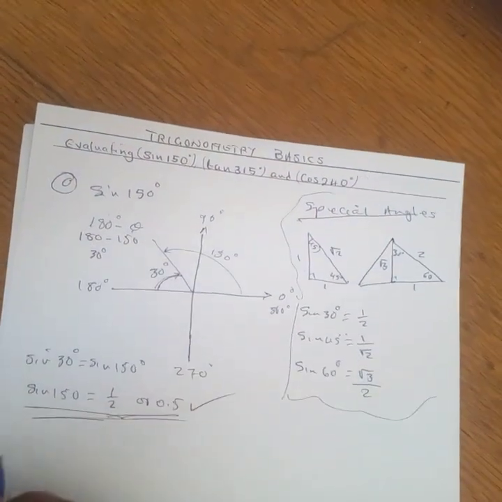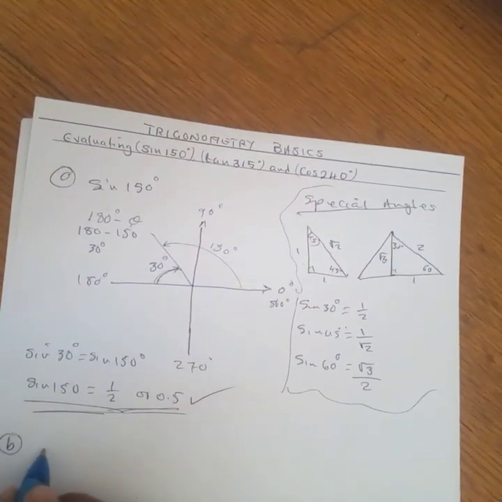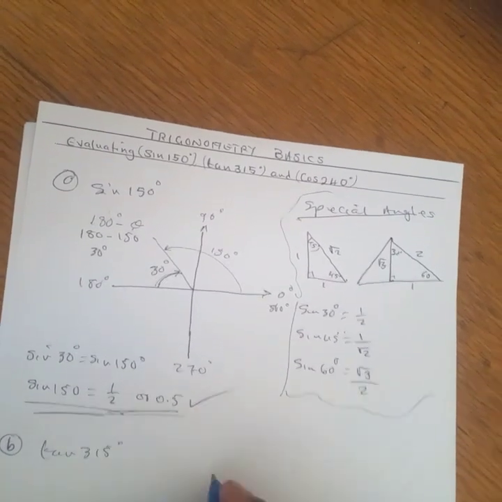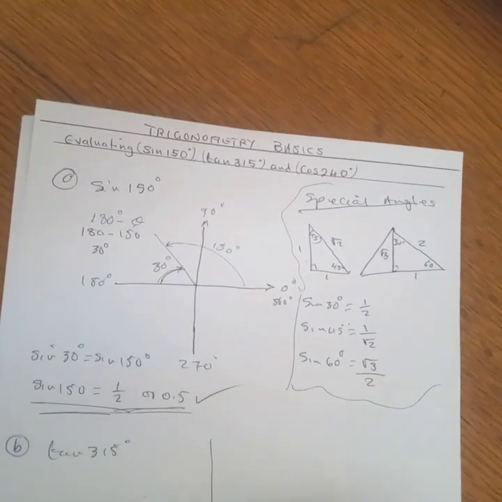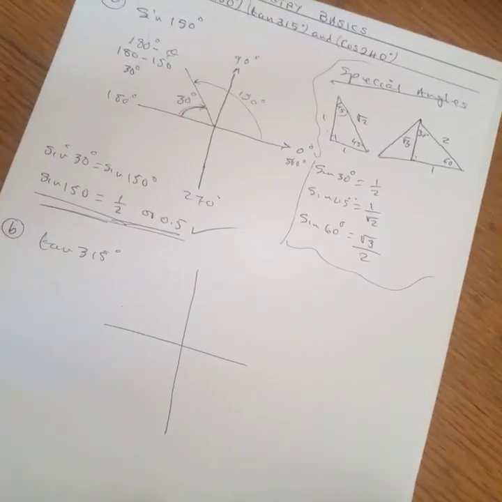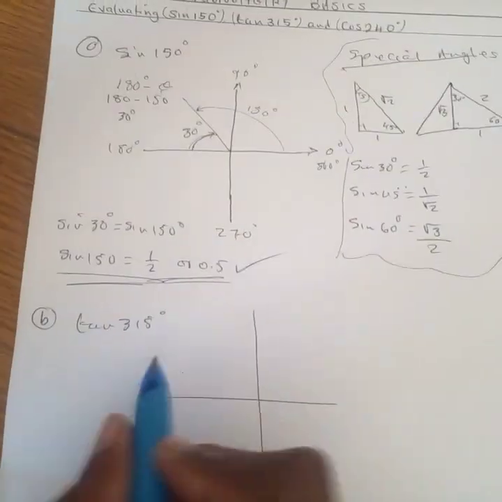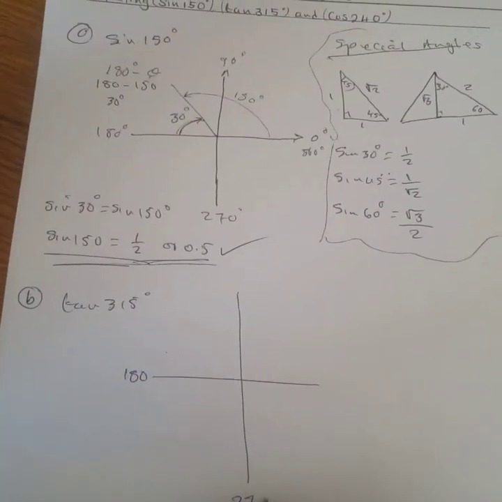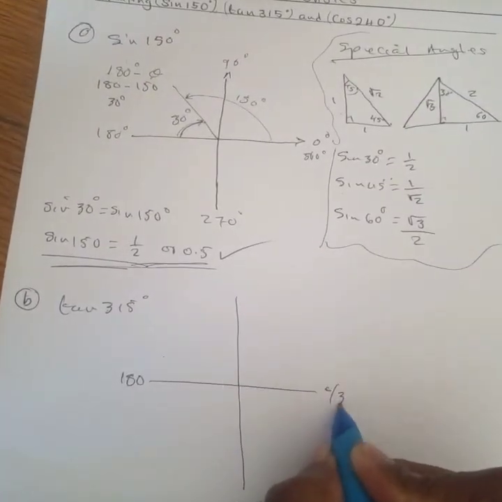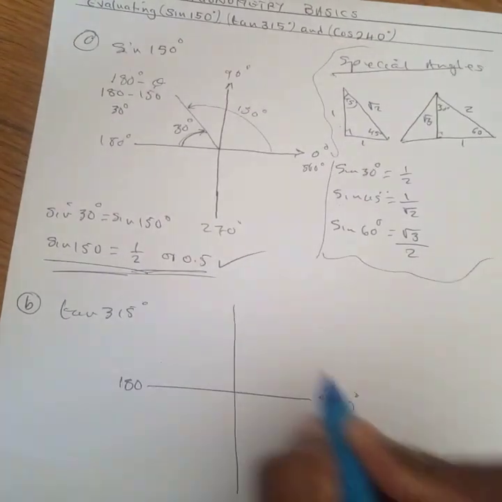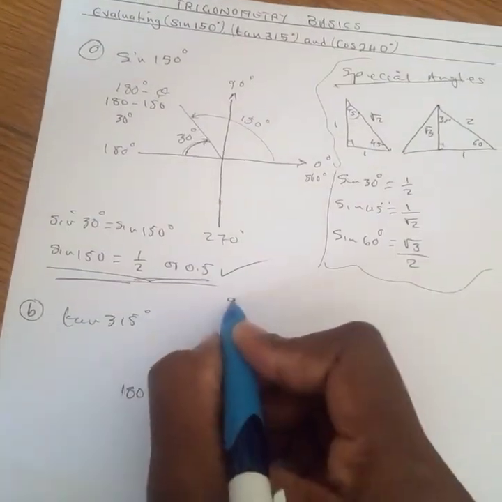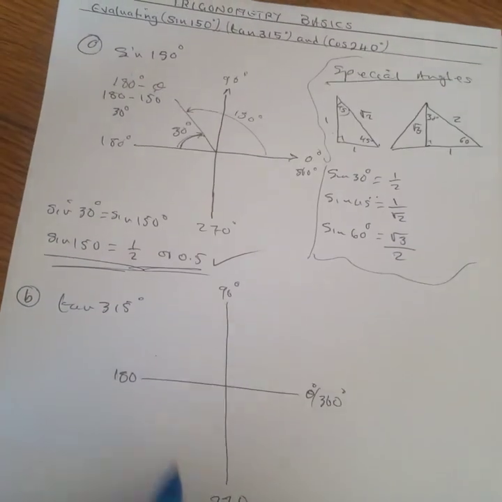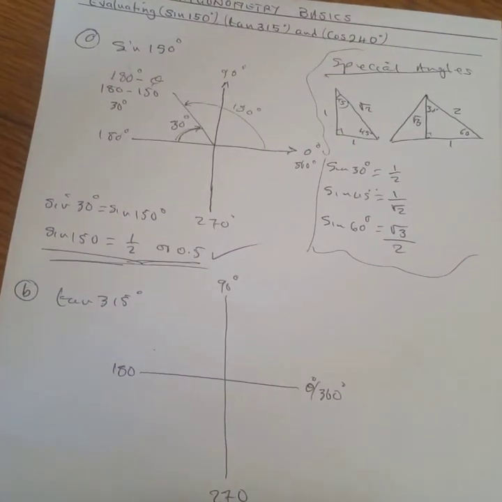For instance, now let's come to B. Let's evaluate tan 315. The same applies. You need to understand, draw the unit circle and figure out in which quadrant this tan 315 will be. If this is 180, this is 270, this is 360 degrees, and we have 90 degrees. So 315 cannot be in the third quadrant because it's bigger than 270.